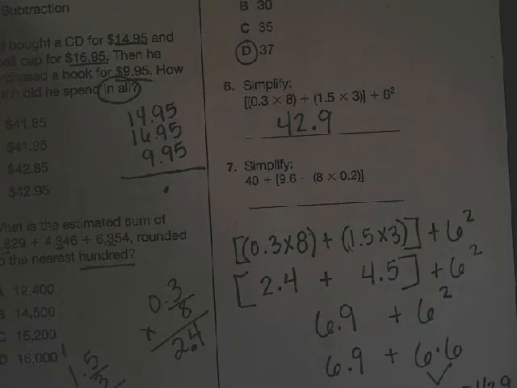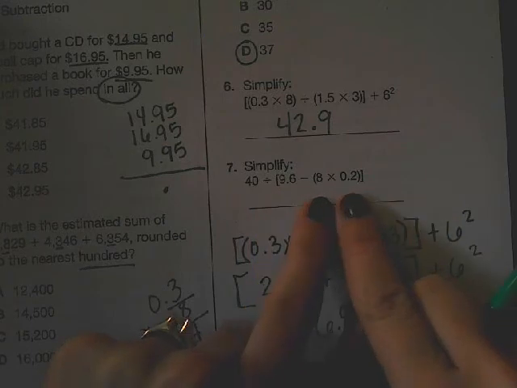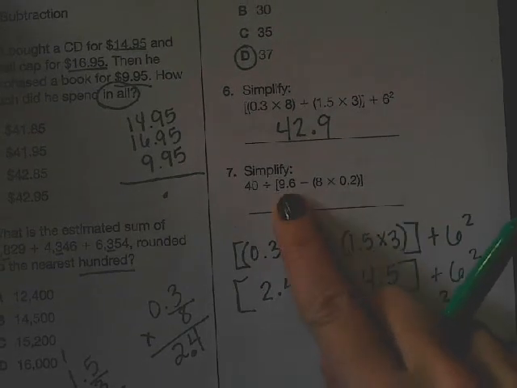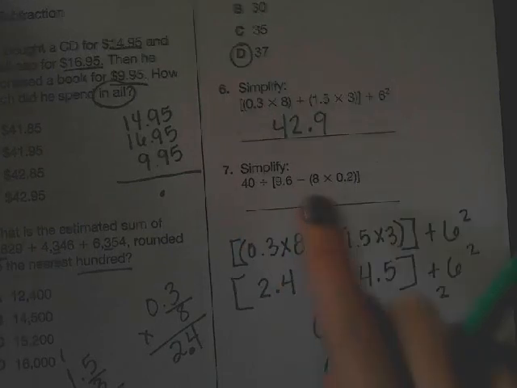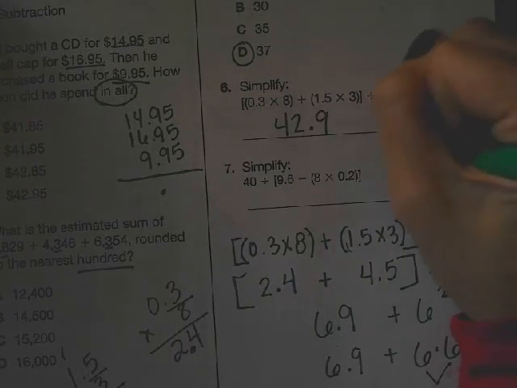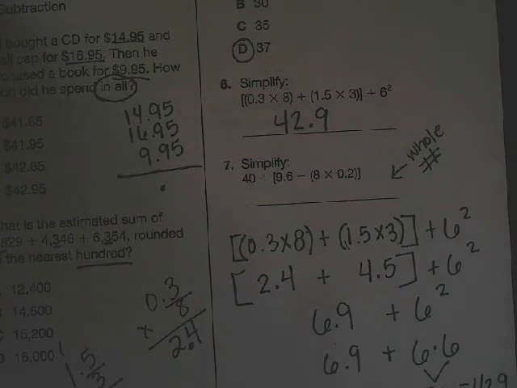Okay, so for question number 7, boys and girls, you need to look that you have brackets here, and inside the bracket you have parentheses. So you need to make sure you do 8 times 0.2 first. Then you're going to take that and you're going to do 9.6 divided by that answer. Then you're going to take that answer and you're going to do 40 divided by that answer, and it will give you your answer. And a little clue, this answer is going to be a whole number. It will not be a decimal. So if you're getting a decimal, then you need to check and make sure that you are following your order of operations. I hope this video helps you.